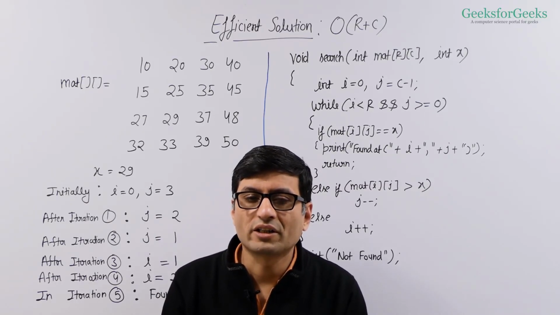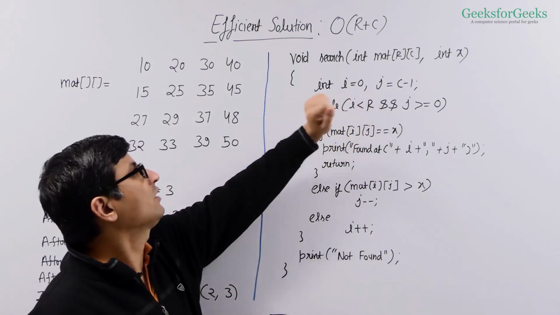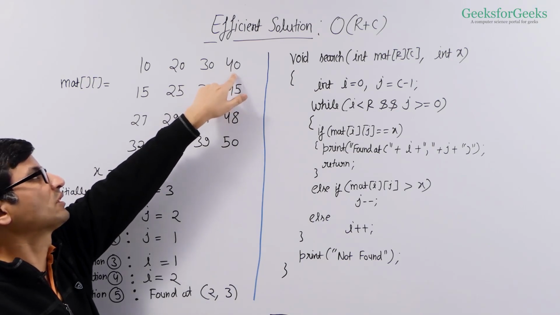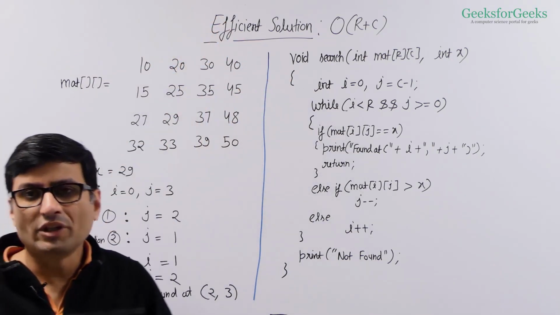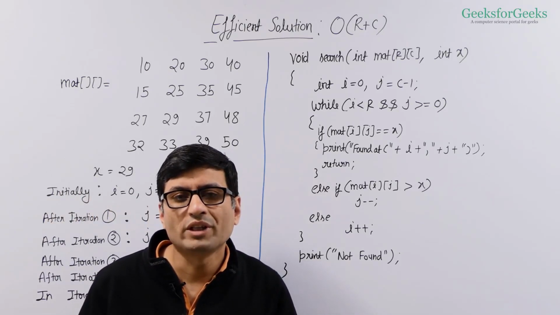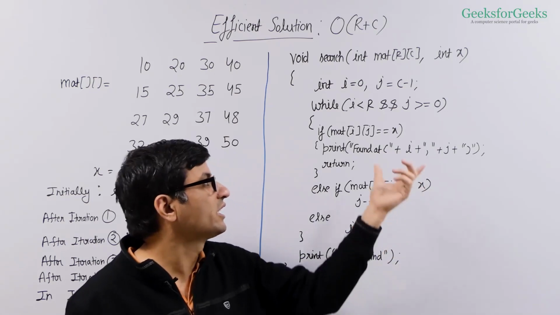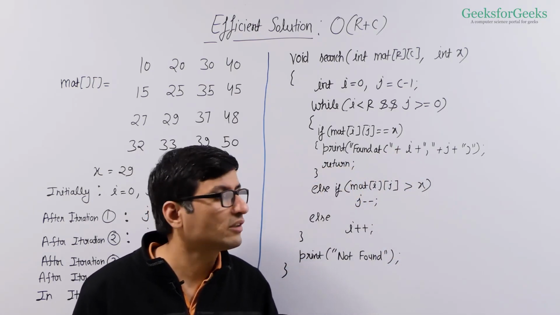Here I have again written pseudocode, and we begin from the top right corner: i equal to 0 and j equal to c minus 1, row 0 and column last. We run a loop and inside this loop we have three things. We either find x at matrix[i][j], in that case we print and we return. We stop our function, we immediately return.